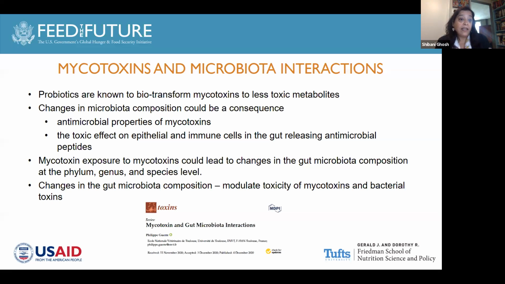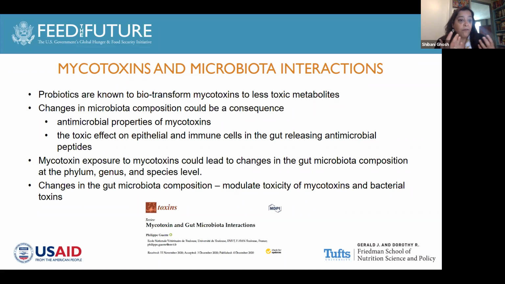On the flip side, if you have changes in the microbiota composition, as ACUTE observed with respect to MAM, it is possible, as noted by this review, that there could be a consequence when there is mycotoxin exposure, where you could have changes from a good microbiota to a bad microbiota because of the antimicrobial properties of the mycotoxin itself, or the toxic effects that the mycotoxins might have on the epithelial and the immune cells of the gut.